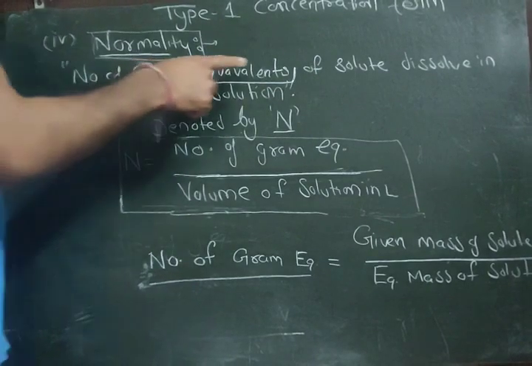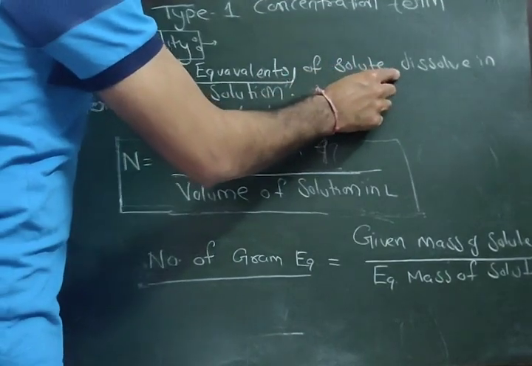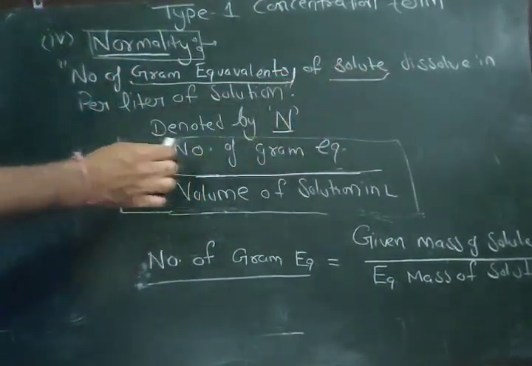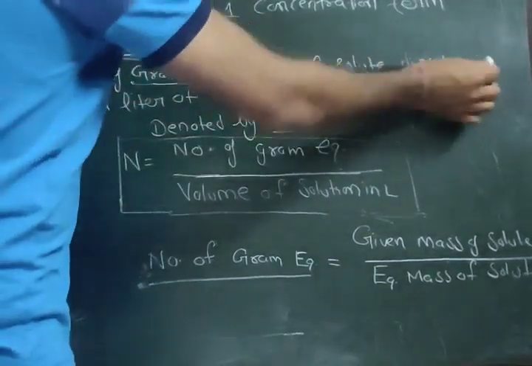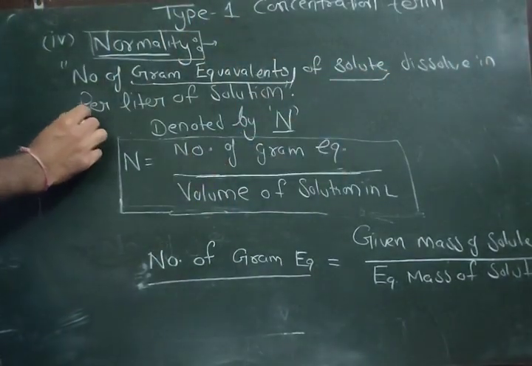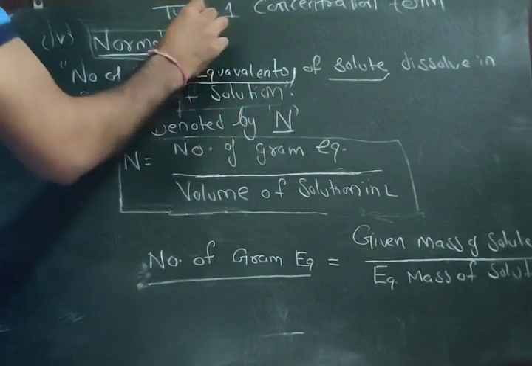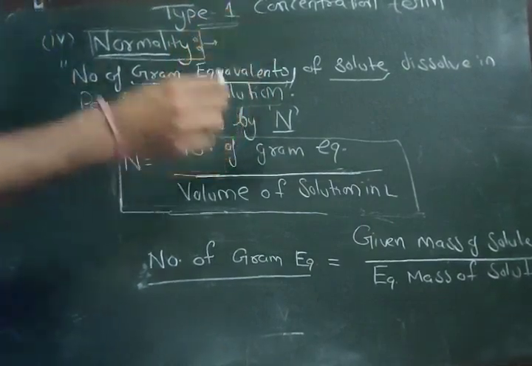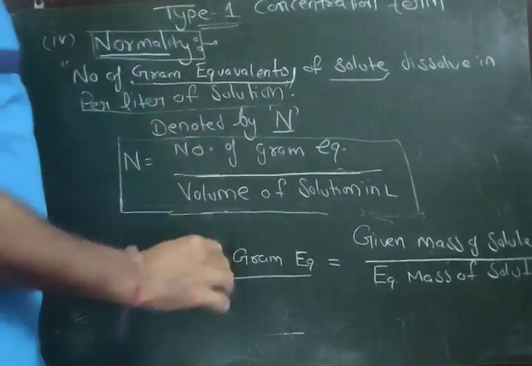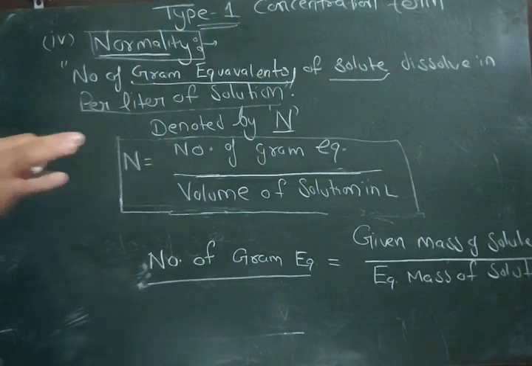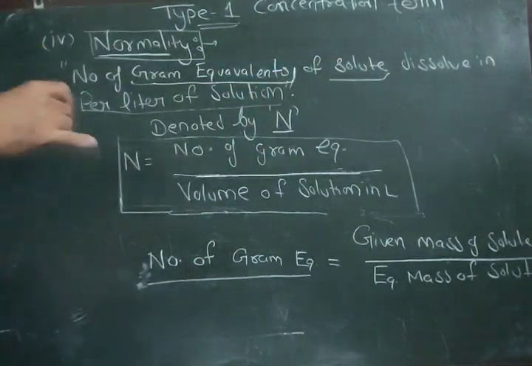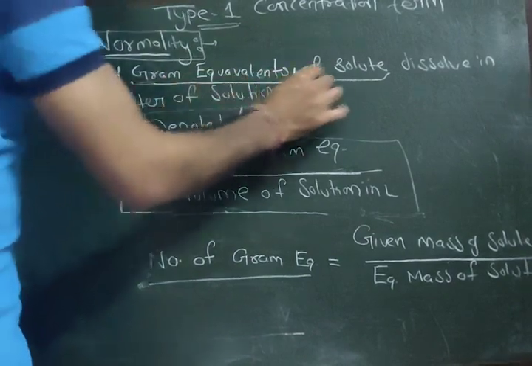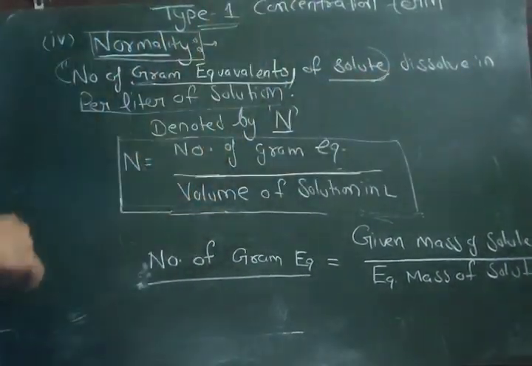So number of gram equivalents of solute. We have to calculate the gram equivalents of solute. Remember it. Dissolved in, at last we will get per liter of the solution, as we have already discussed in type 1 concentration. In the denominator you will always find the volume. So volume of the solution again. But now the new term is number of gram equivalents of solute.